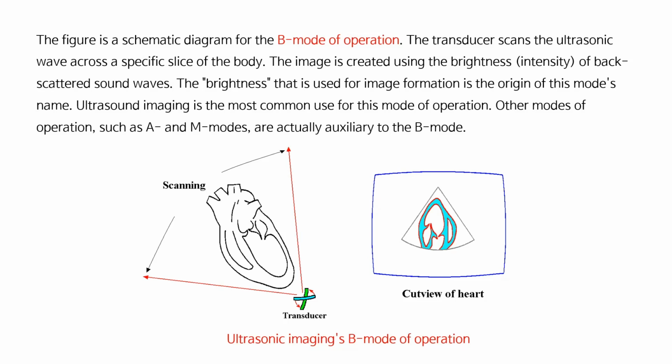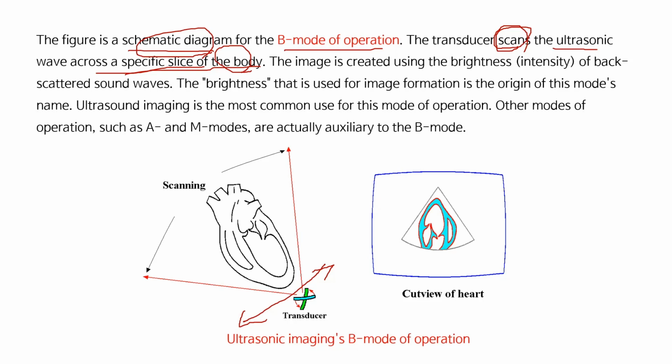The figure is a schematic diagram for B mode operation. The transducer scans. In this mode, the transducer is moving. So the transducer scans the ultrasonic wave across a specific slice of the body, so we can observe that specific slice of the body by scanning the body.